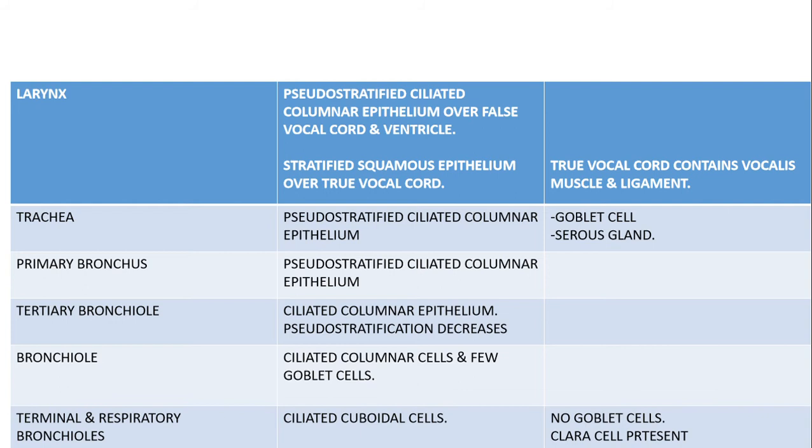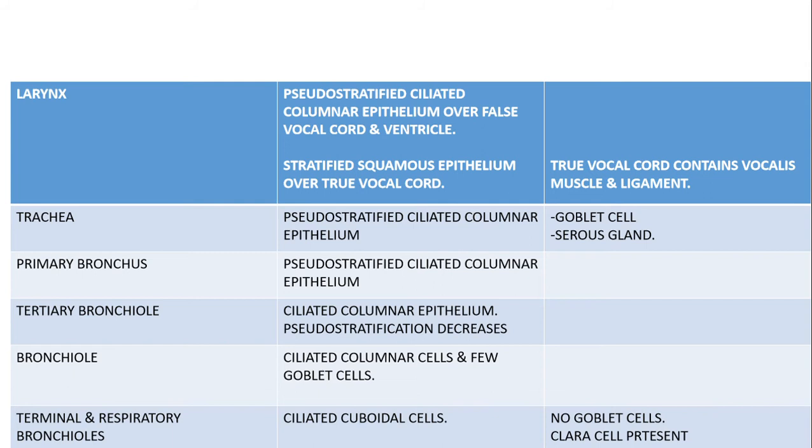No goblet cell. What is present? What special cell is present? The Clara cell. What is the function of this Clara cell? This Clara cell produces part of the surfactant. Surfactant has two parts, a phospholipid part and a protein part. The protein part is secreted by this Clara cell, and the phospholipid part is secreted by the type 2 pneumocyte. We will discuss it later.